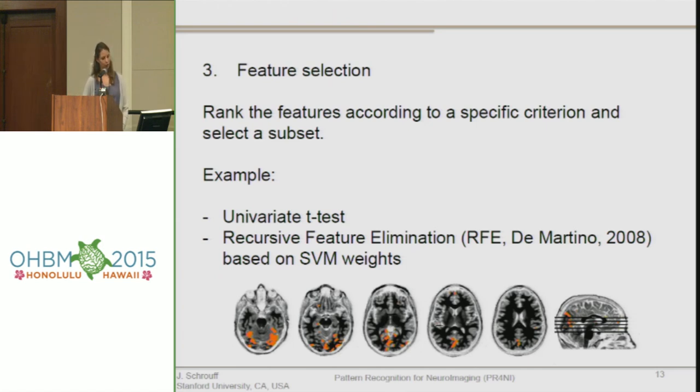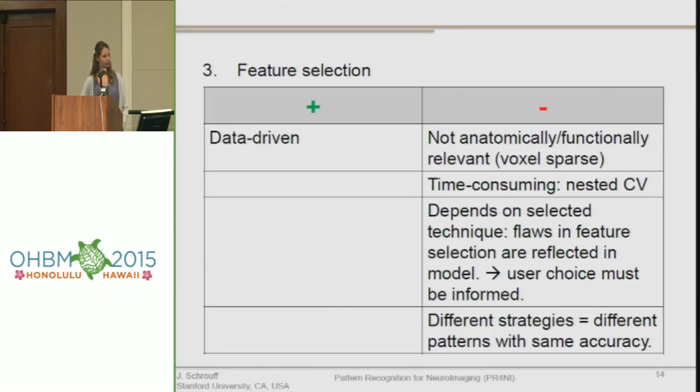Then you have the recursive feature elimination, so you can build an SVM, compute the weights, and then eliminate the voxels with the smallest weights and do it over again. And then you select, in the end, the subset that leads to the maximum accuracy. So this is definitely not an exhaustive list.